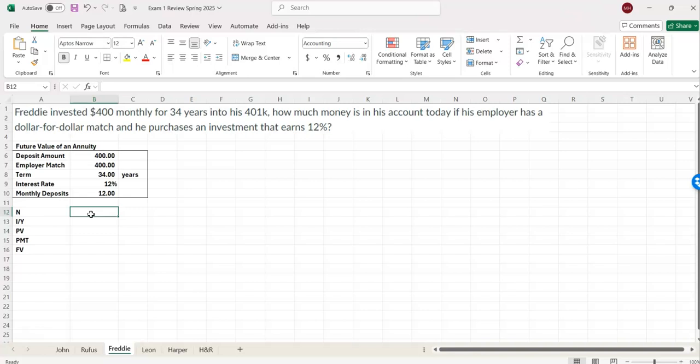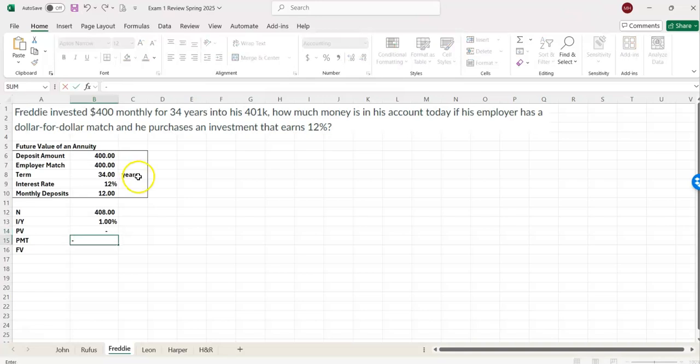So 34 years. So 34 times, use a star, 12, so 408 months. Now our interest rate is 12%, and we divide that by 12 to get a monthly rate. And there's nothing in the account to start with, so that's a 0. Now our payment is minus, and then we need parentheses, the deposit amount plus the employer match. So that's $800 a month going into the account.